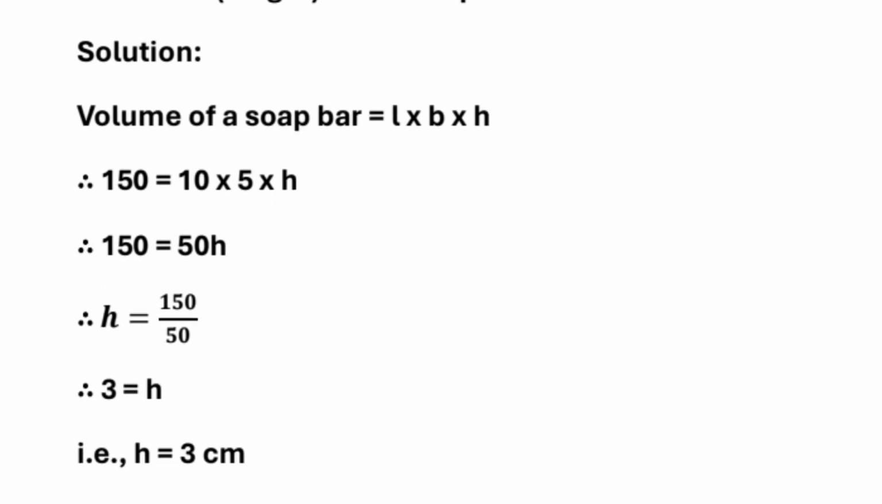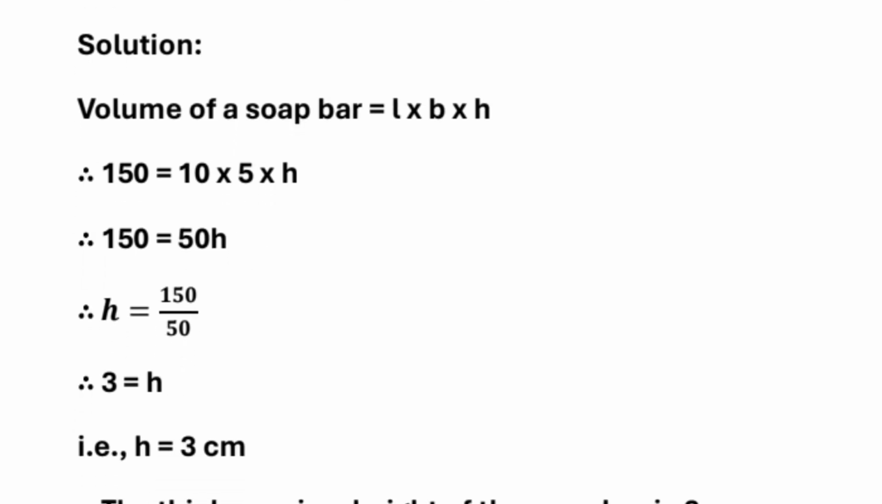Now, next step, we take this 50 to the left side. Now 50 here is multiplied with H. When we take this 50 to the left side, it becomes a divisor. I will write here this H on the left side and 150 upon 50 on the right side.